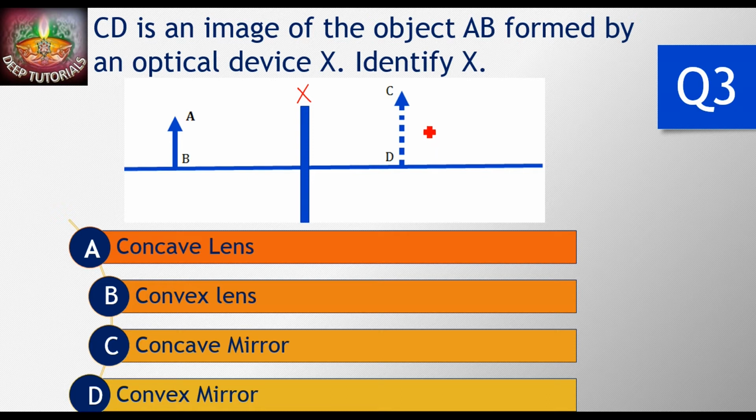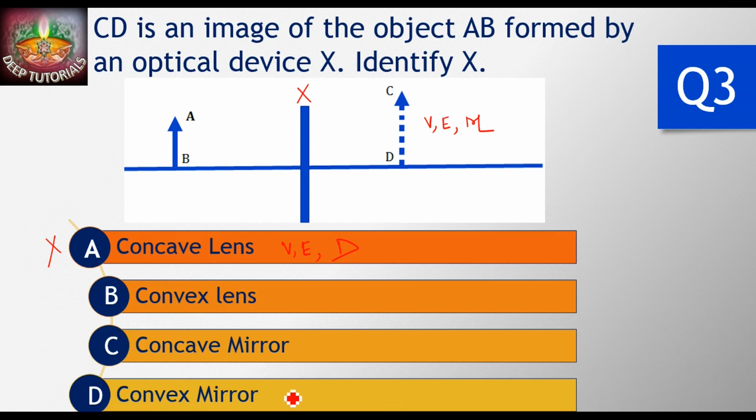Since the image is dotted, it is virtual, erect, and the size of the image is bigger than the object AB, so it is magnified. Now if we look at the concave lens, the concave lens does form a virtual erect image, but the size of the image is smaller than the object, so it is diminished. It means option A is wrong.